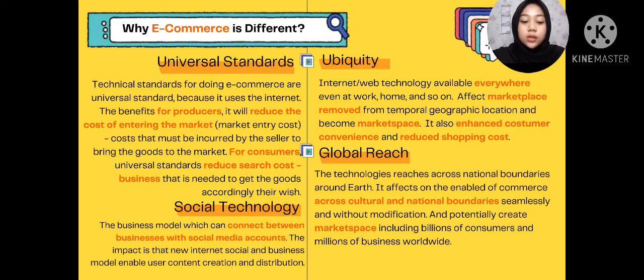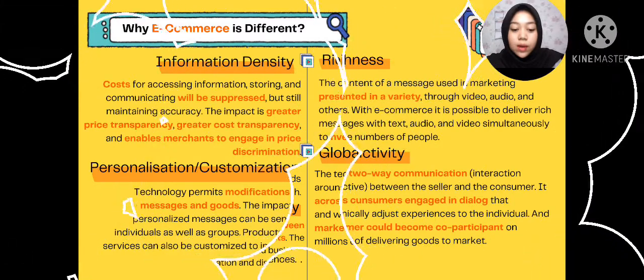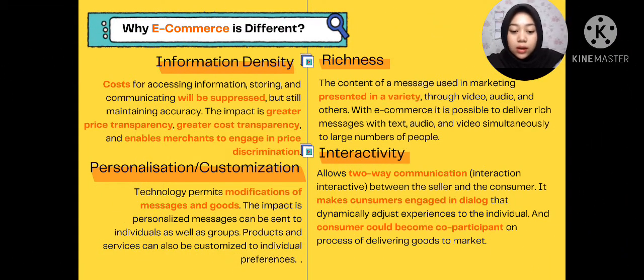And then social technologies, the business model which can connect businesses with social media accounts. The impact is that the new internet social and business model enable user content creation and distribution. Number five is richness. It means the context of a message used in marketing is presented in a variety of ways through video, audio, and others. With e-commerce, it is possible to deliver rich messages with text, audio, and video simultaneously to large numbers of people.